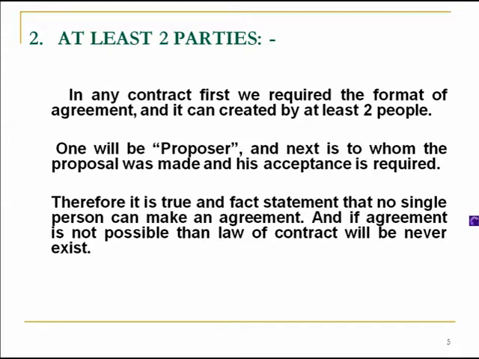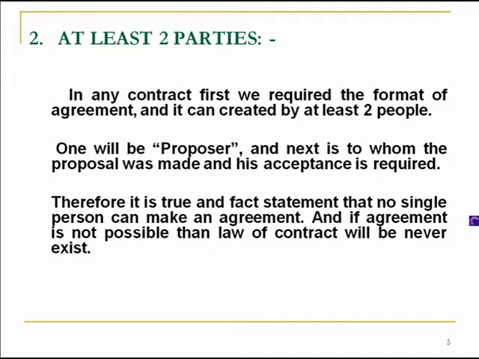So two parties are the minimum required. Therefore, we say that one person can't make a contract, because there is always an essential requirement: first a proposal to another person, and then that proposal will be accepted by another person. Therefore, a minimum of two parties is always required, and the first party is known as the proposer and the second party as the offeree.